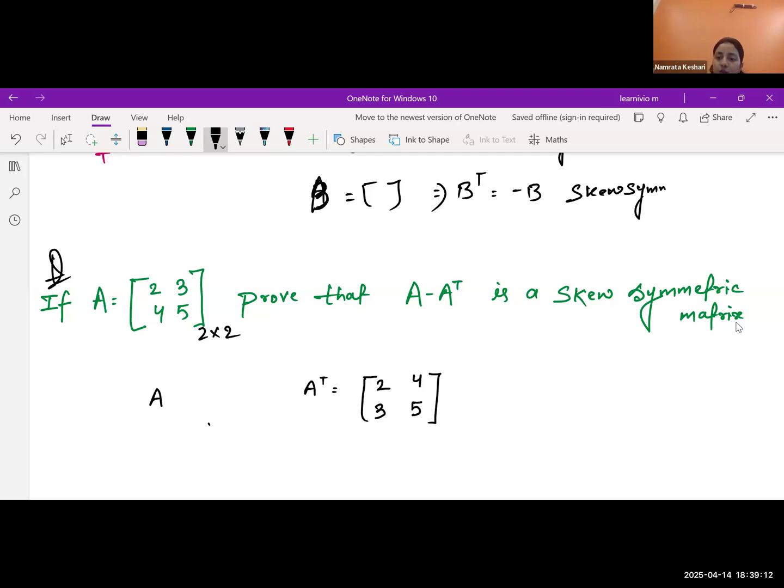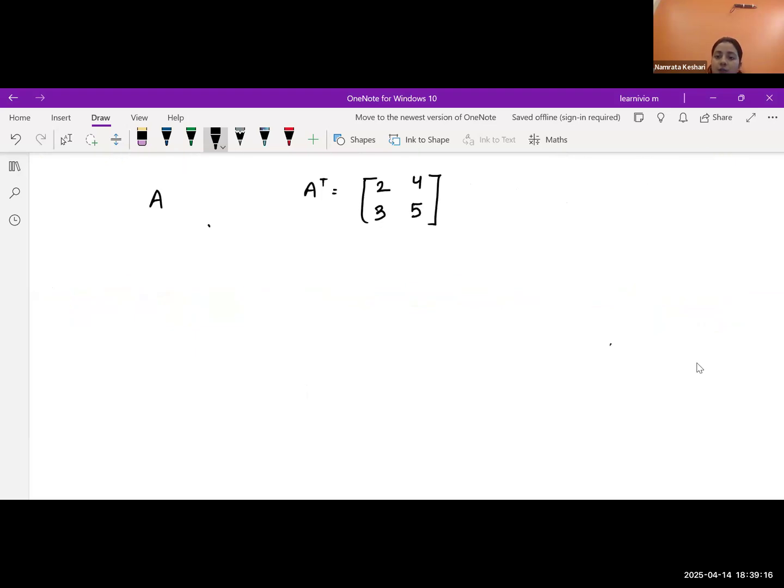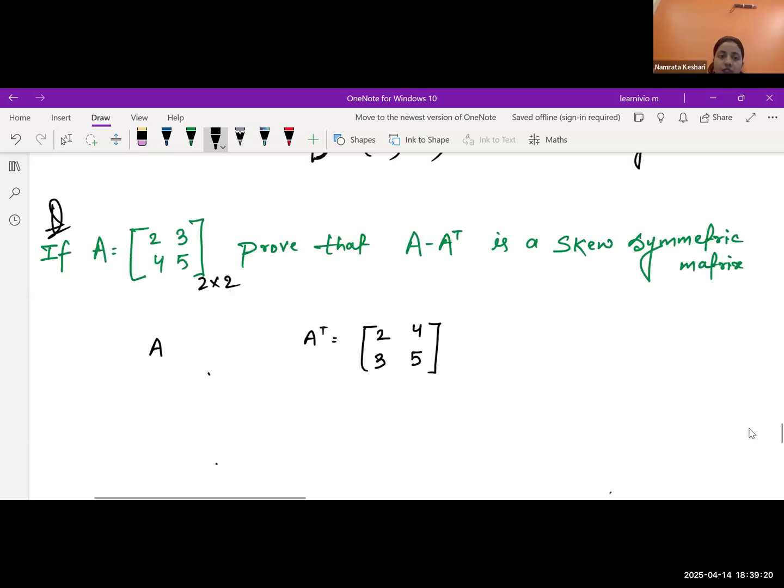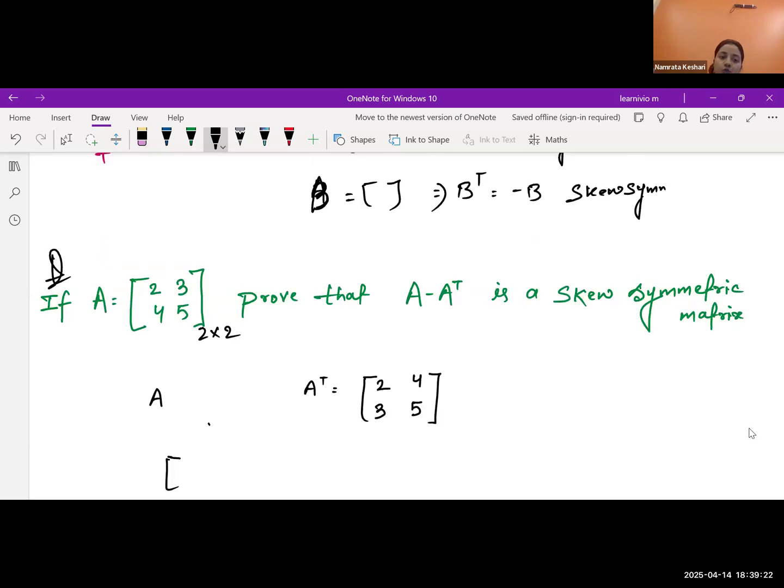So let's find A minus A transpose, just basic subtraction we have to perform over here. Our A is 2, 3, 4, 5, and A transpose is 2, 4, 3, 5. Directly we can do the subtraction. So 2 minus 2 is 0, 3 minus 4 is negative 1, 4 minus 3 is 1, and 5 minus 5 is 0.